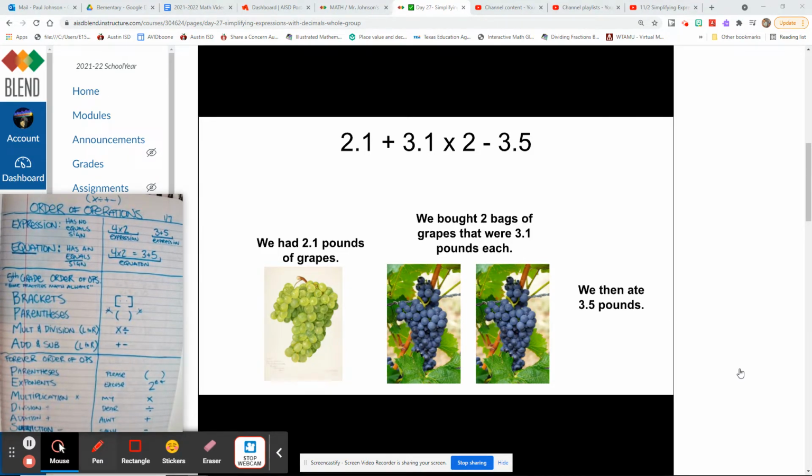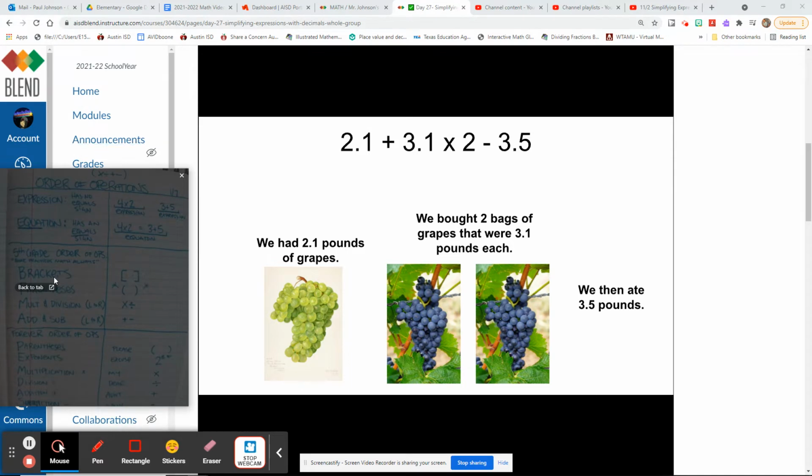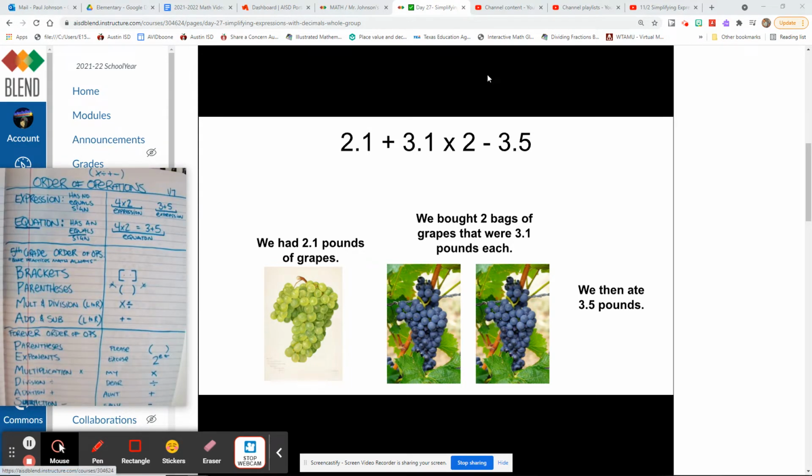All right, so we've got to use the order of operations once again. What keeps happening to my notes page? It makes me sad. All right, there we go. Okay, I have my handy dandy pen now.